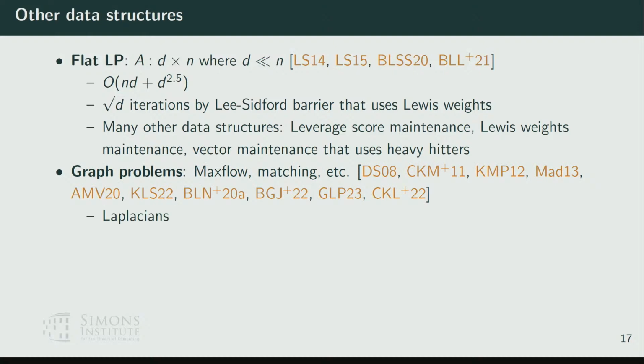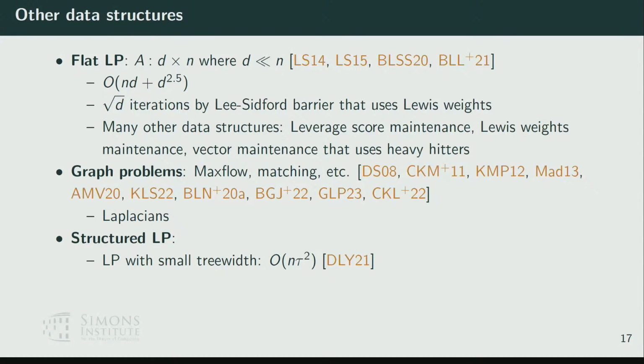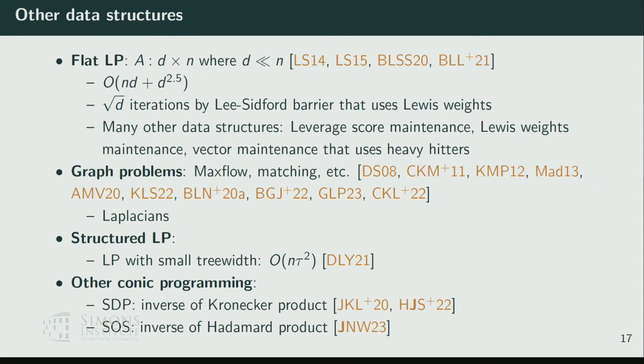And then for the graph problems, first, I would think about them in some sense as special LPs, because these are LPs where your matrix is a Laplacian, and there are all the techniques to work with Laplacians. And for other structured LPs, for example, for LPs with small treewidth, there are more specialized algorithms that can achieve linear time to solve the LP when the treewidth is small. And for other convex programming problems, the inverse also has other structures that can be exploited by other data structures. I just wanted to give you a sense that for different optimization algorithms, you need to really see what is the special structure of the optimization problem and try to define specialized data structures for that.